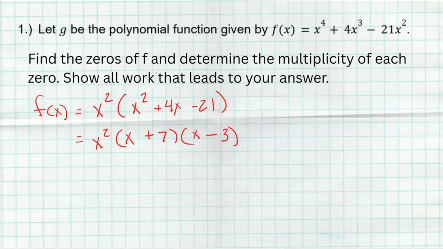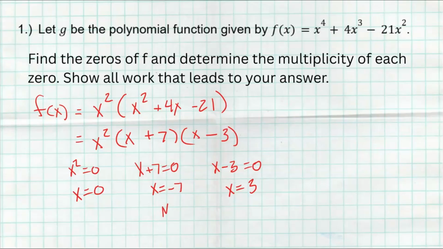Now, this means that there are 3 zeros. First, we have x minus 3 equals 0, and that means x equals 3. Then we have x plus 7 equals 0. That means x equals negative 7. And then finally, we have x squared equals 0, which means x equals 0. Now, the x equals negative 7, the x equals 3, those both have a multiplicity of 1 because they have an odd power. There's really a 1 right here, you just can't see it, but there's only one of those factors, right?